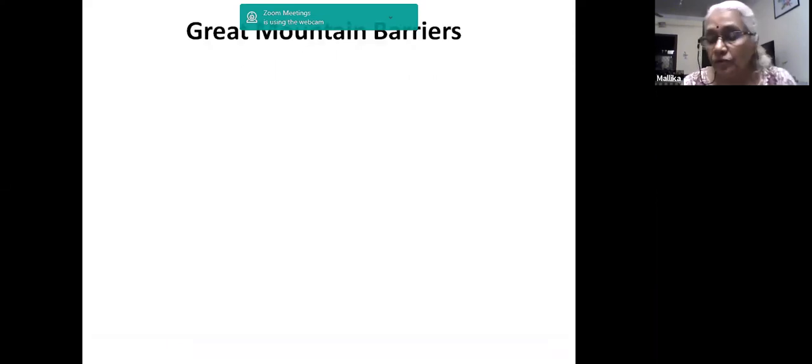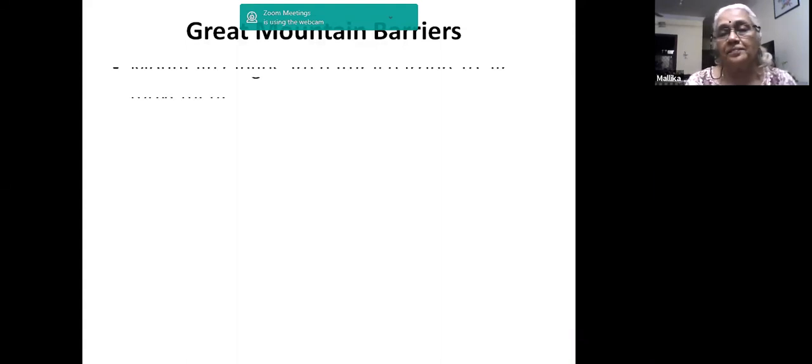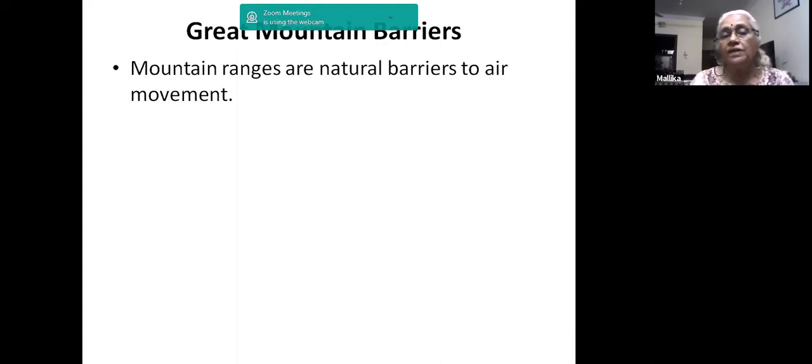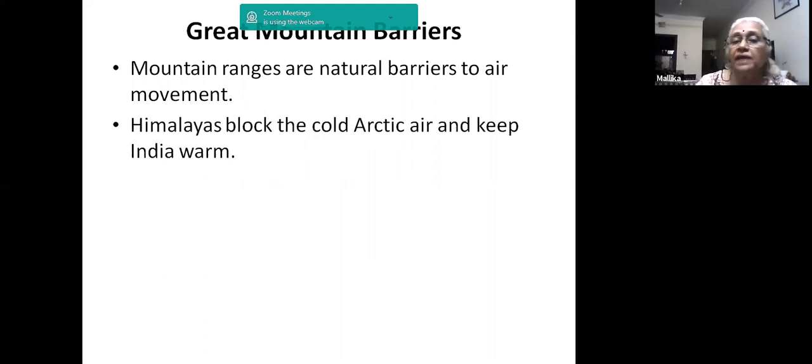Then we come to great mountain barriers. So mountain ranges are supposed to be natural barriers to the air. Now, this one you know that the Himalayas are protecting the cold Arctic air from coming into India, and therefore India is warm, right? And we are really lucky. Now, what is the reason why the Himalayas are able to block the Arctic air? It is because they are east-west ranges. They go from east to west. And that is the reason why they are able to keep that cold.